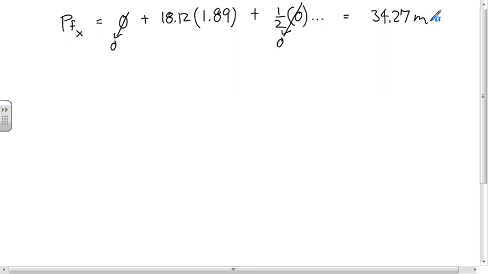So the ball hits the ground 34 meters away horizontally. Any questions about that?